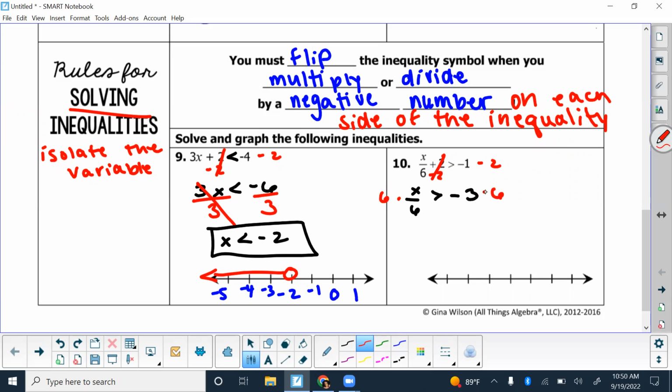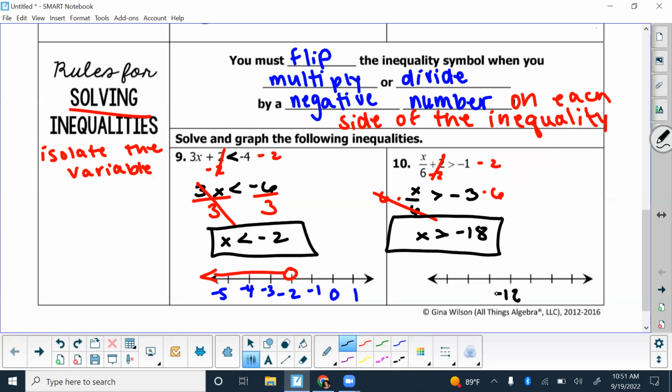Do I need to flip the sign for that? Did I multiply by a negative on each side? So no, don't flip the sign, keep it the same. What's -3 times 6? Perfect. So then when making my number line, what number should be in the middle?